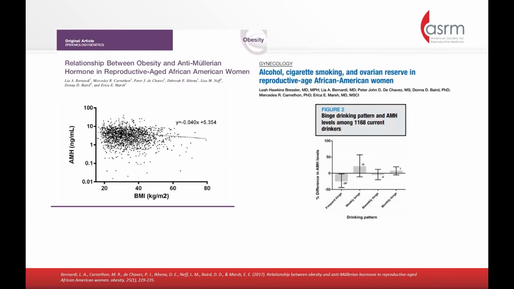When we look at this cohort and do a deeper dive into obesity, as well as use of alcohol and cigarette smoking, we find that BMI, leptin, and adiponectin ratio were associated with lower AMH levels, as was binge drinking. There was no association seen between tobacco use of any kind, any amount or any concentration, and AMH levels in this cohort.